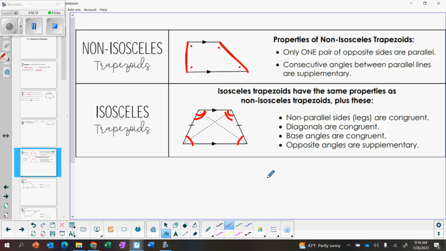And the opposite angles are supplementary. All right, so the ones across from each other. We really don't look at that as much because we know that the ones on the same leg are supplementary, so we would probably just find the other base angle and do that. That is true for isosceles trapezoids.